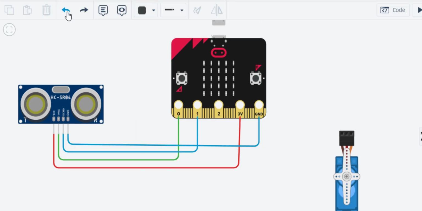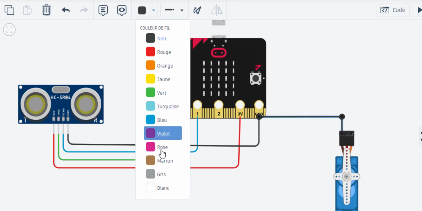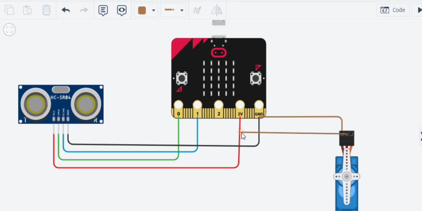For the servo motor connection: red wire, the power supply wire, to Microbit 3.3V pin; brown wire to Microbit GND pin; yellow, the position signal wire, to Microbit P2 pin.